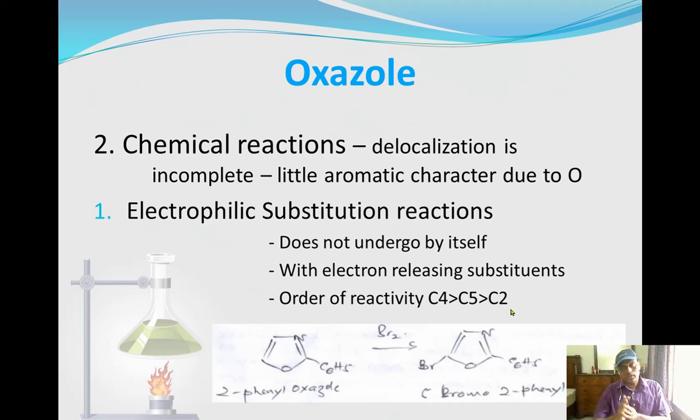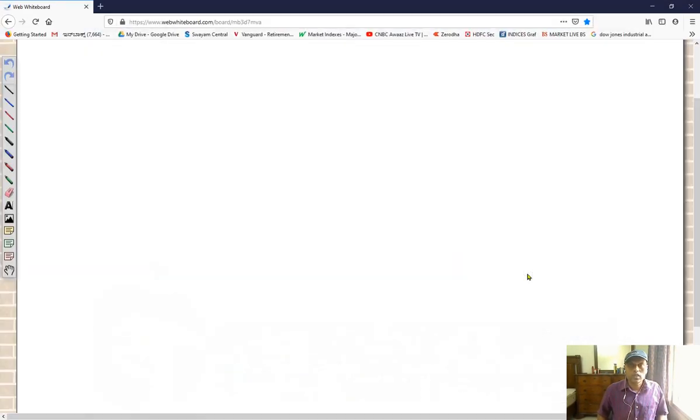The first reaction is electrophilic substitution reaction. It does not undergo electrophilic substitution reaction by itself. Why is that? It has less electron cloud, so it's not going to go through electrophilic substitution reaction by itself. With electron-donating substituents, it is going to go through the electrophilic substitution reaction. So let's see why it is like that.